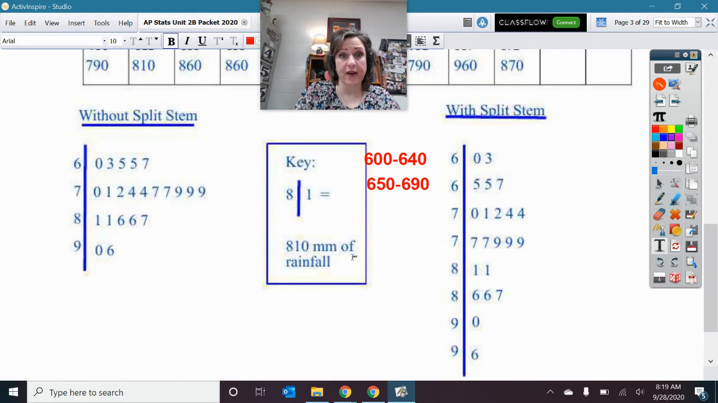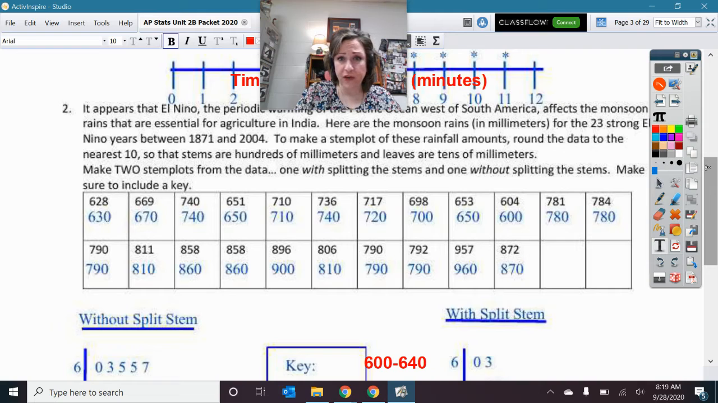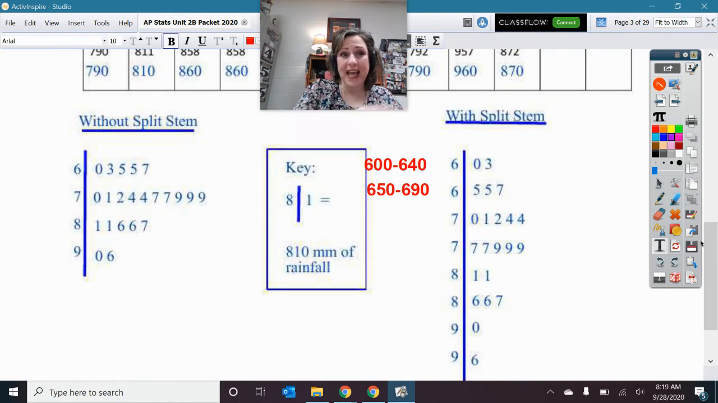And then, of course, you have to make a key. And this is very important, see, in this case, because an 8 and a 1 means 810 millimeters of rainfall, not 81, not 8.1. So that's why the key is so important. I think we're also asked, which one do you prefer? No, I guess it doesn't ask which one you prefer. I preferred making the split one because I already had the other one, and that made the split one easier. But anyway, so there you go.